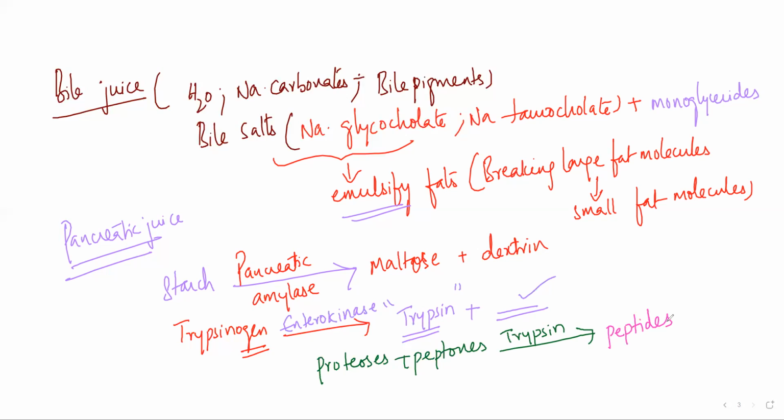Peptides. And next we have another inactive enzyme called chymotrypsinogen, which is also an inactive enzyme in the pancreatic juice, which will be converted into the active form by the presence of this enzyme. Again, the activated trypsin is converting it into the active form, which is called chymotrypsin.